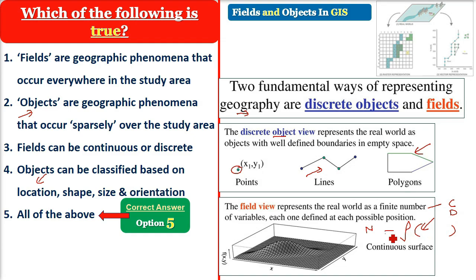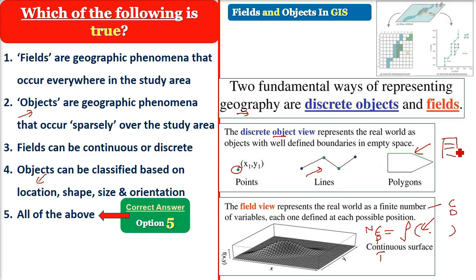So the field view is kind of a function. You give us the location, we'll give you the elevation, the temperature, the pressure, because this is a naturally occurring phenomena representation. We are talking about field. Field represents the real world as a finite number of variables, each one defined at each possible location or position.